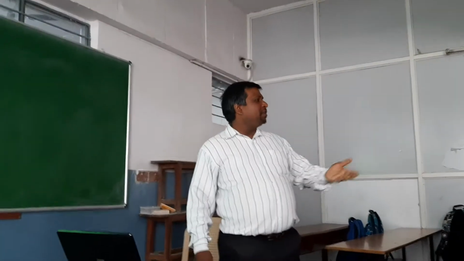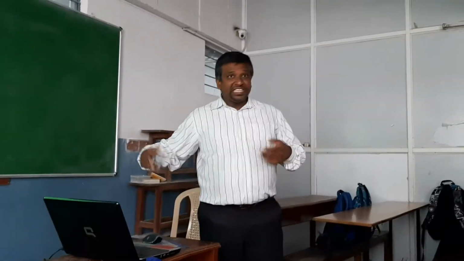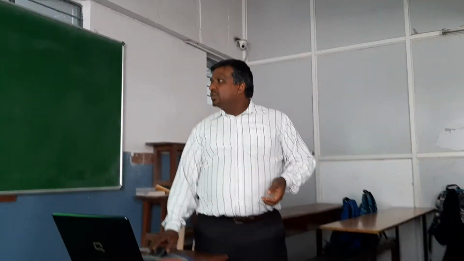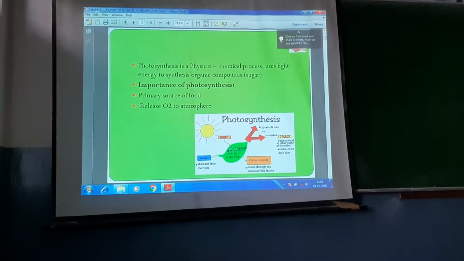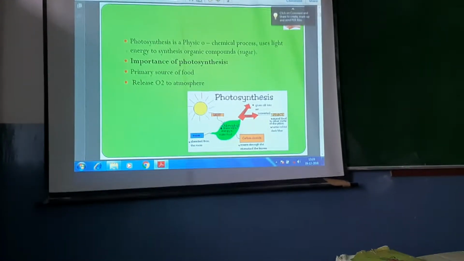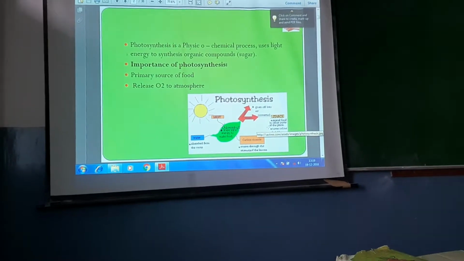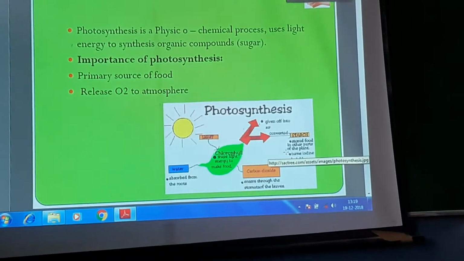There are a huge number of enzymes involved. We'll study that in detail later on. So the carbon dioxide is taken, water is taken as a raw material and they are utilized for the formation of food. Oxygen is liberated, the food synthesized is stored as starch.